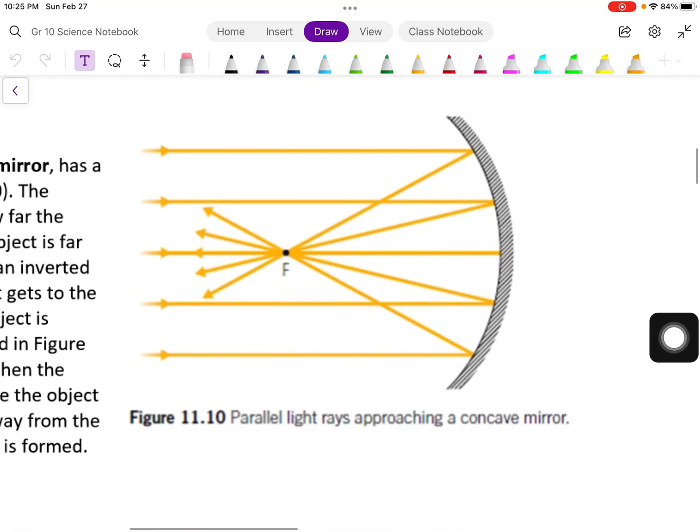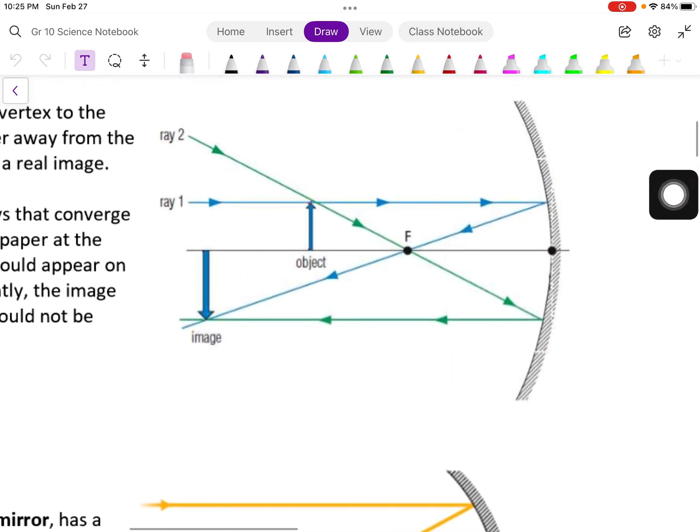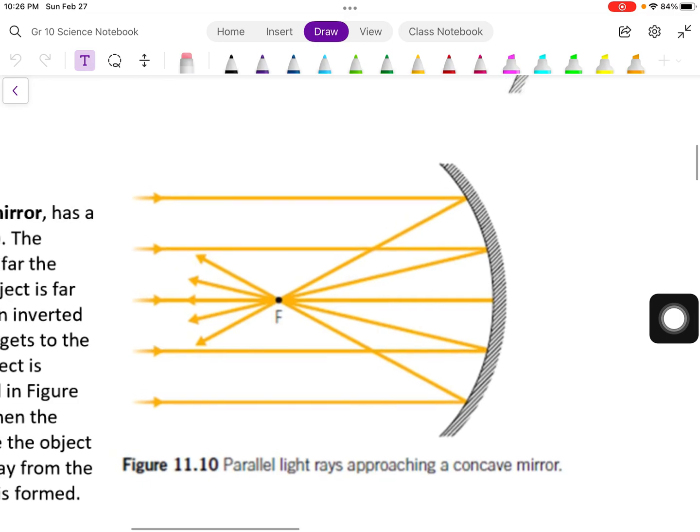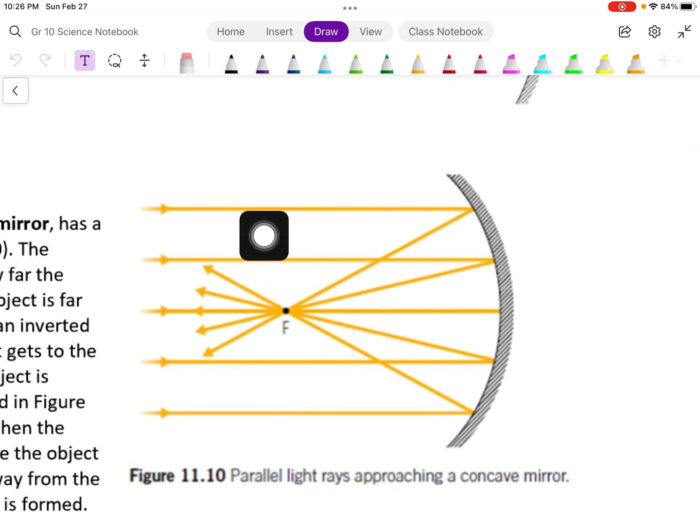So what we can see when we look at this diagram is that we have a ray of light that is traveling parallel to the principal axis. Remember, this line comes through the center of the curved mirror. It isn't something that's actually there, but this line here is where the bottom of the object would be placed, and it's called the principal axis. All of these incident rays would be parallel to the principal axis.